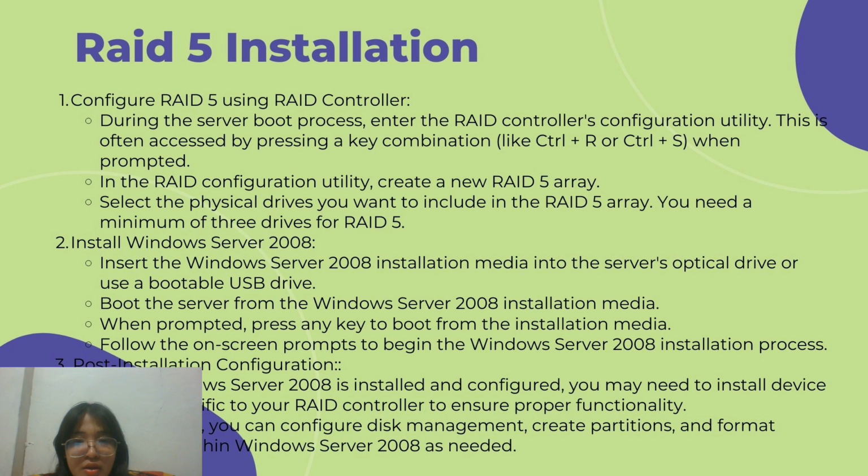After that, we need to insert the Windows Server 2008 installation media into the server's optical drive or use a bootable USB drive. When prompted, press any key to boot from the installation media. And continue with the installation process, following the prompts to configure language settings, enter the product key, choose the installation type, and specify other preferences.